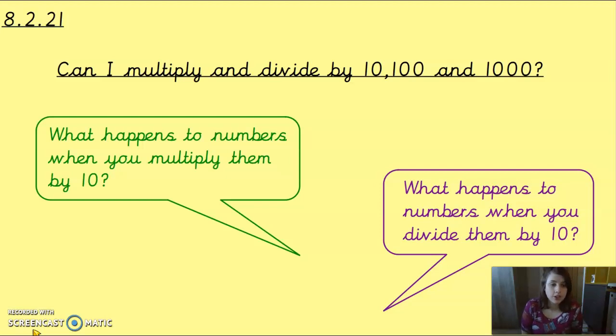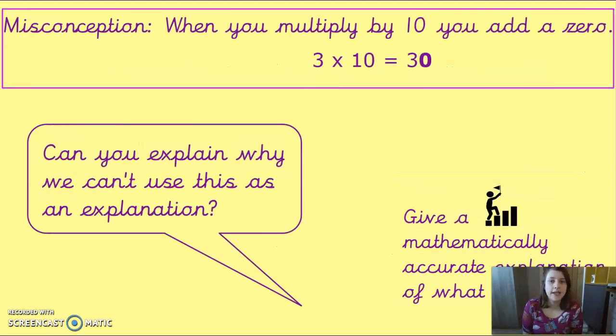So what I want you to do is think about these two questions on the board. What happens to numbers when you multiply them by 10? And what happens to numbers when you divide them by 10? So link this back to our percentages. To find 10%, you had to divide your number by 10. What happened to it? Just pause the video and have a think and then come back. Okay, so hopefully you've got it in your head what happens.